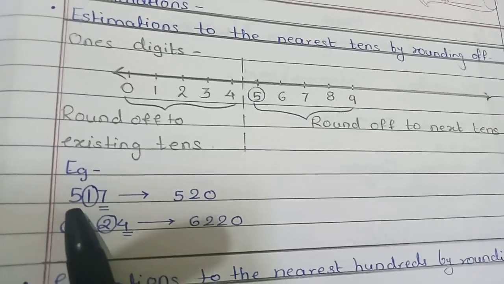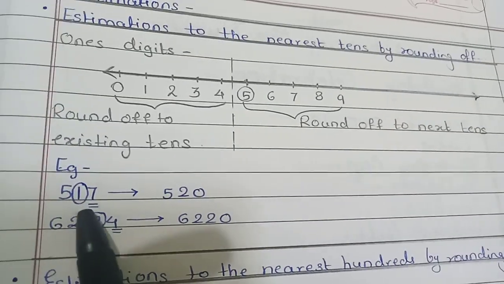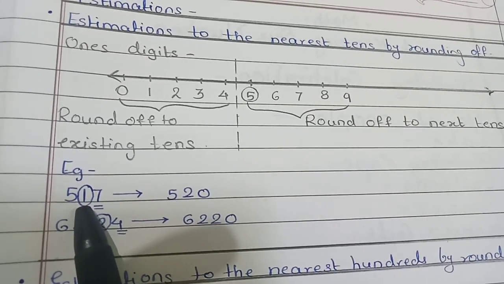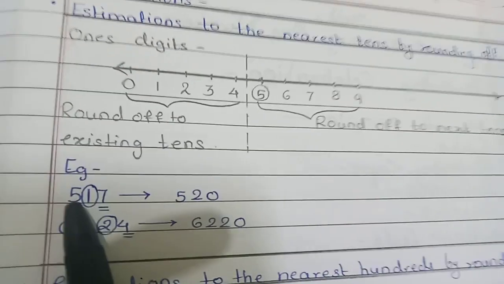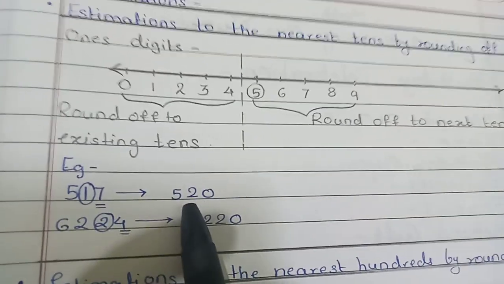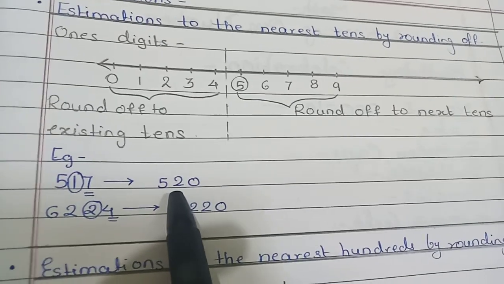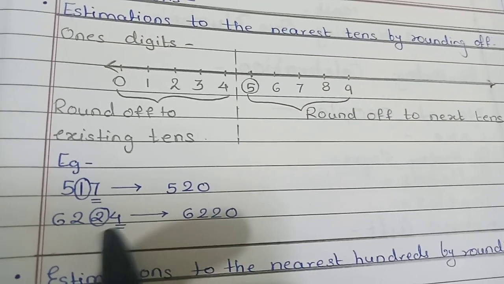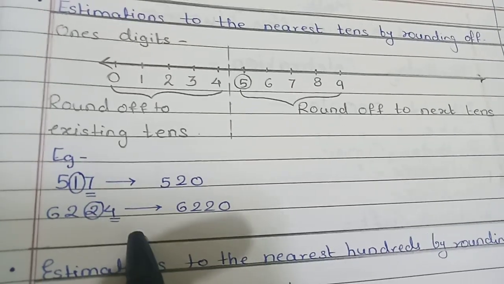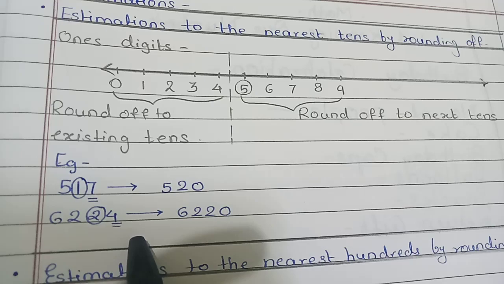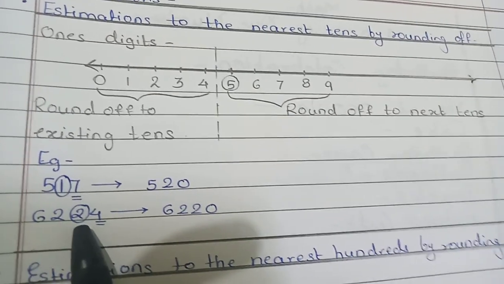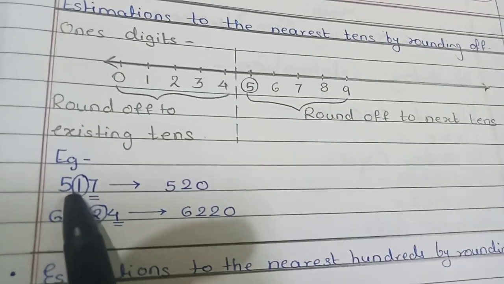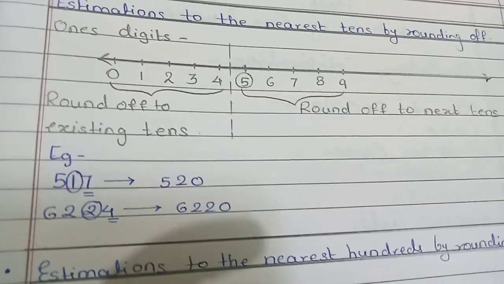This is one example. The number is 517. 7 is more than 5, so we will round off this 1 to the next digit, that is 2. So here 517 is rounded off to 520. This is rounding off to the nearest tens. So we are rounding off the tens digit by considering the ones digit. If the ones digit is less than 5, we will round off to the existing tens, and if the ones digit is 5 or more than 5, we will round this off to the next tens.